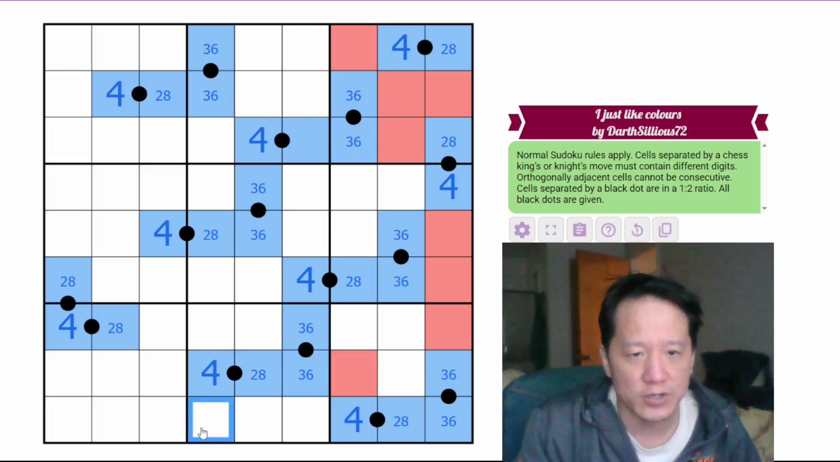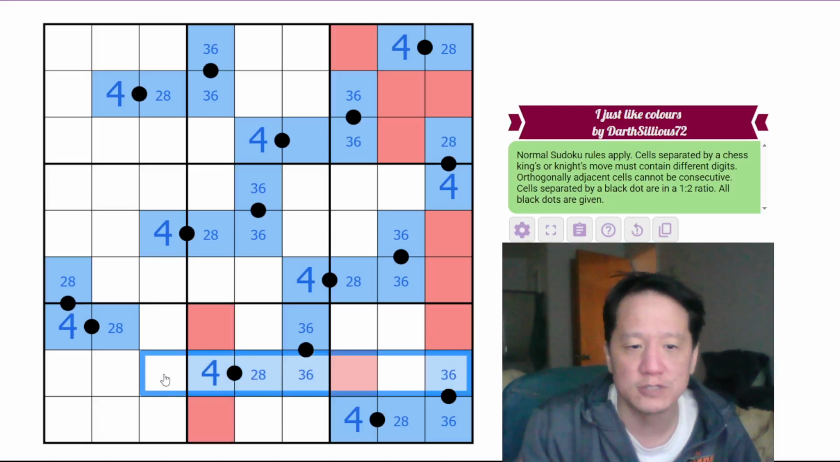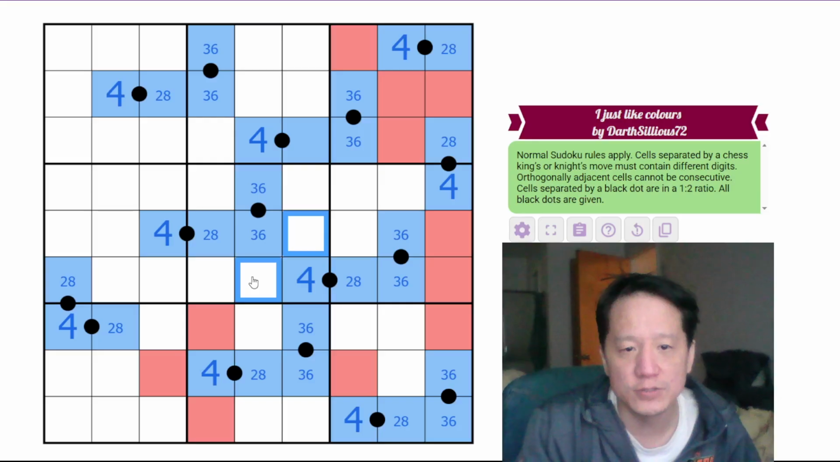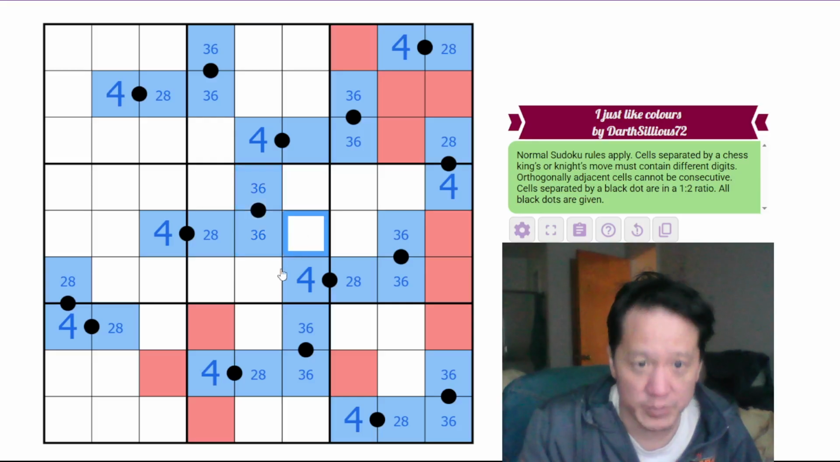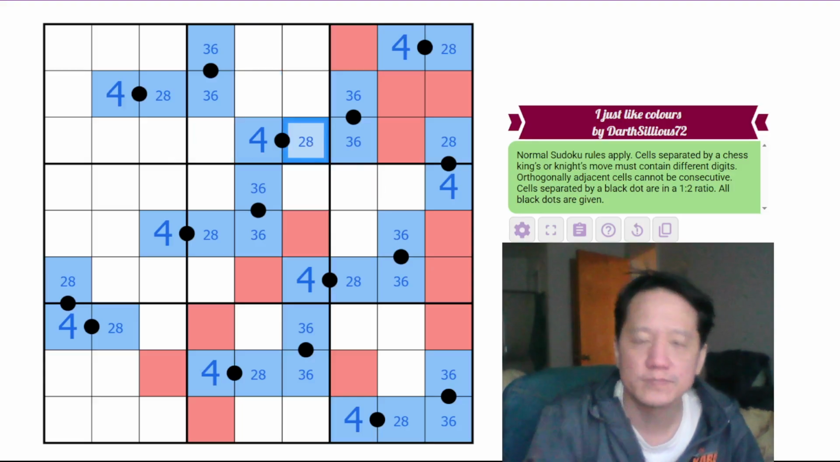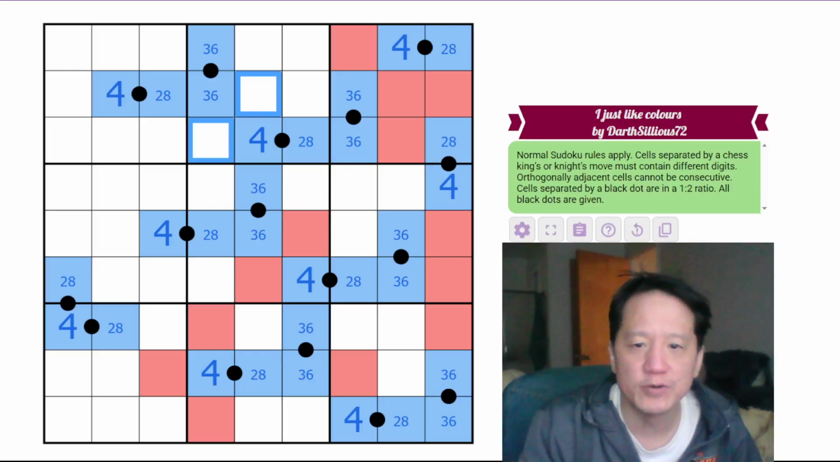These can't be 2 or 8 because we have a 3, 6 pair in the box, so this has to be red and red. This can't be 3 or 6 because of the 3, 6 pair in the row, so this has to be red. This can't be 2 or 8. Sorry, this can't be 3 or 6 because of the 3, 6 pair in the box, so these are red because there's no black dot between them. Same with these. This is 2 or 8. These have to be both red. This is red because it cannot be 2 or 8 next to it. There's no black dot.